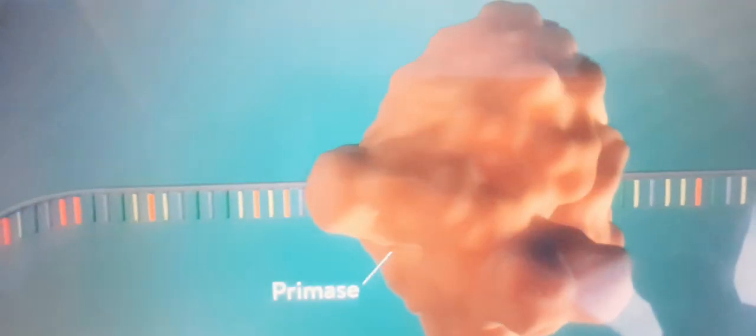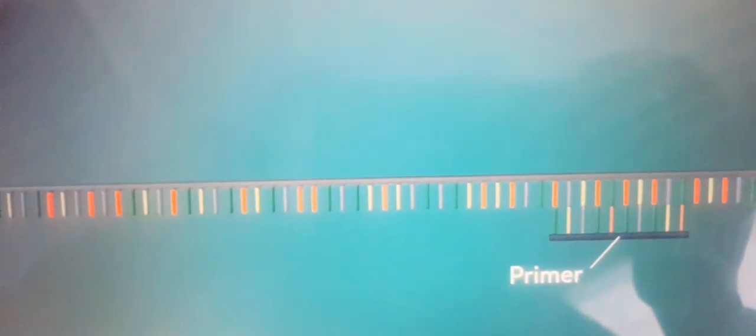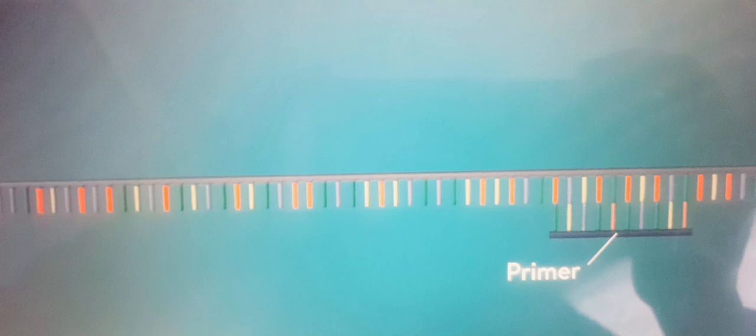From that point, each separated strand provides a template for creating a new strand, and this is done by an enzyme called primase. The enzyme primase starts the process: it makes small pieces of RNA called primers. This marks the starting point for the construction of the new DNA strand.